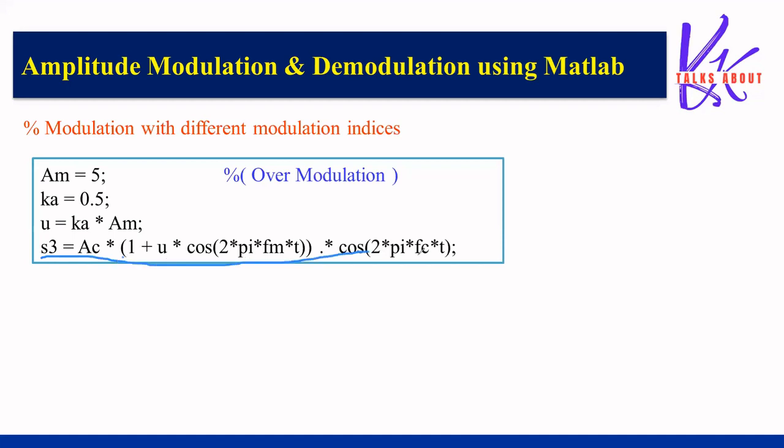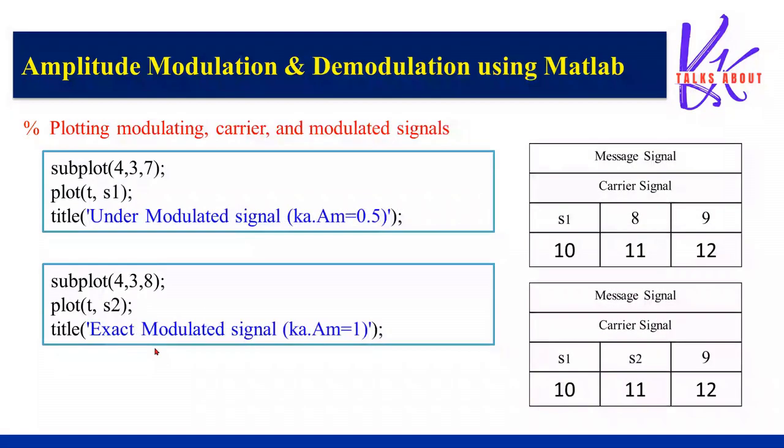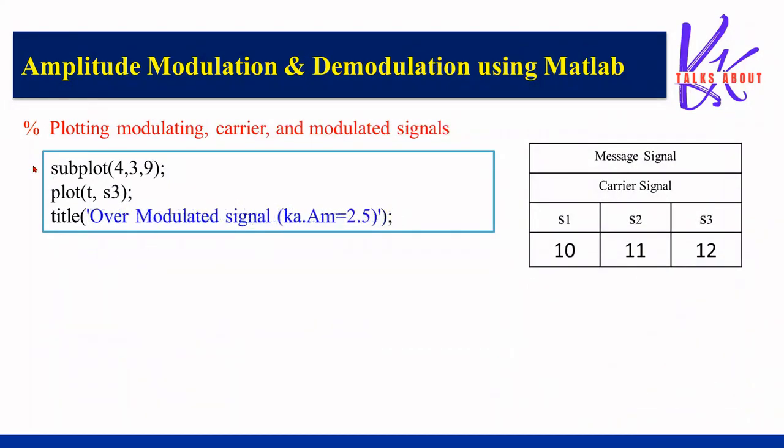We have already defined the under modulated and exact modulation. Now the third one we have is the over modulation. So subplot 4 comma 3 comma 9. In the position of 9 we are going to plot S3, that is the over modulated signal, which has an amplitude modulation index greater than 1.